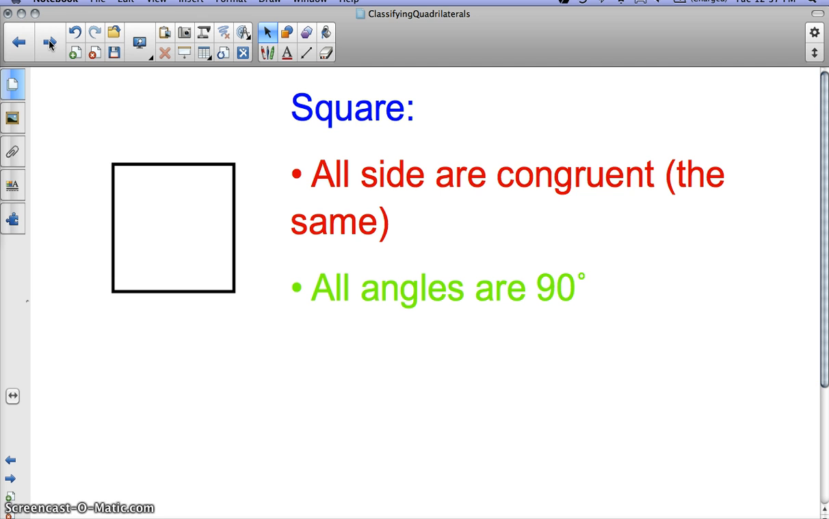So, keep in mind, all of these shapes that we're going to go over are quadrilaterals in their own right. So, a square. Everybody knows what a square is. Alright? All sides are congruent. Congruent means the same. And all angles are 90 degrees. So, just mark those off. Sides and angles.